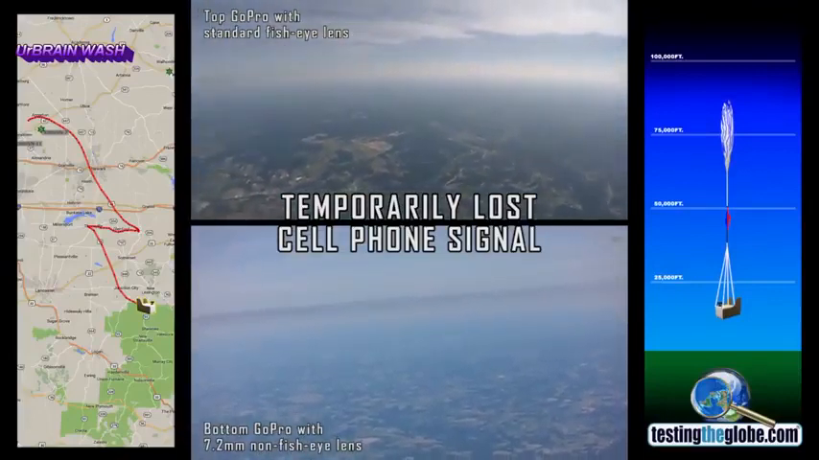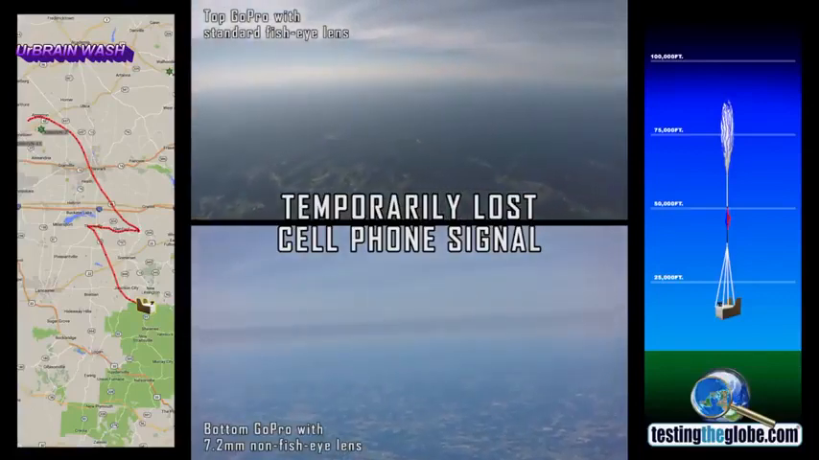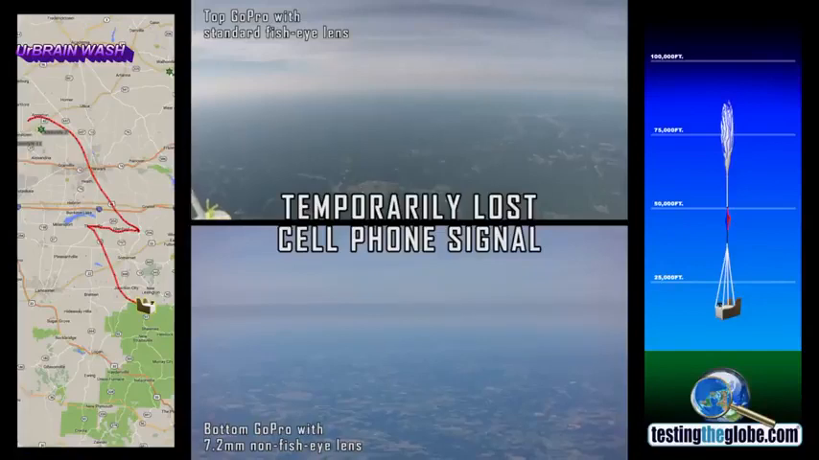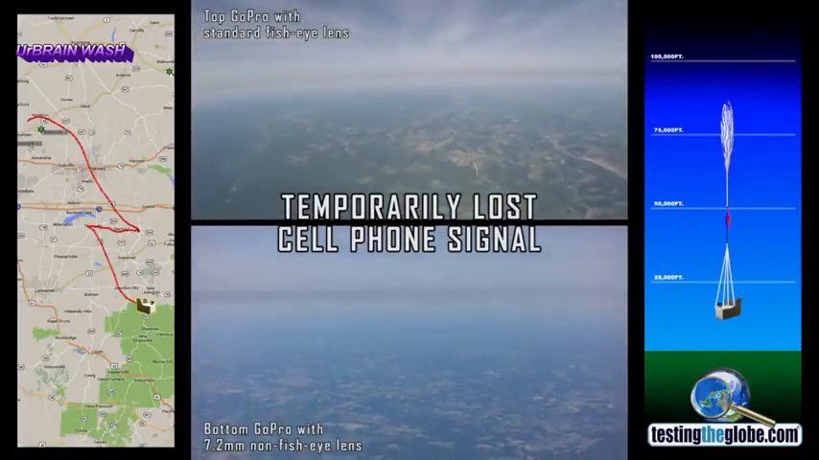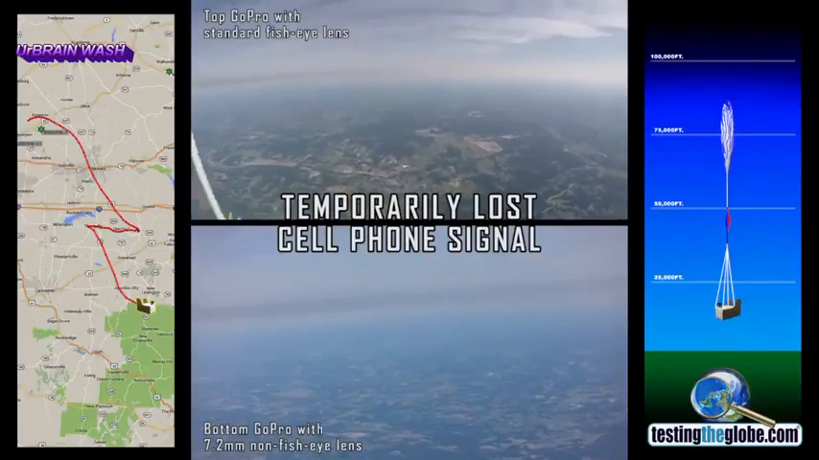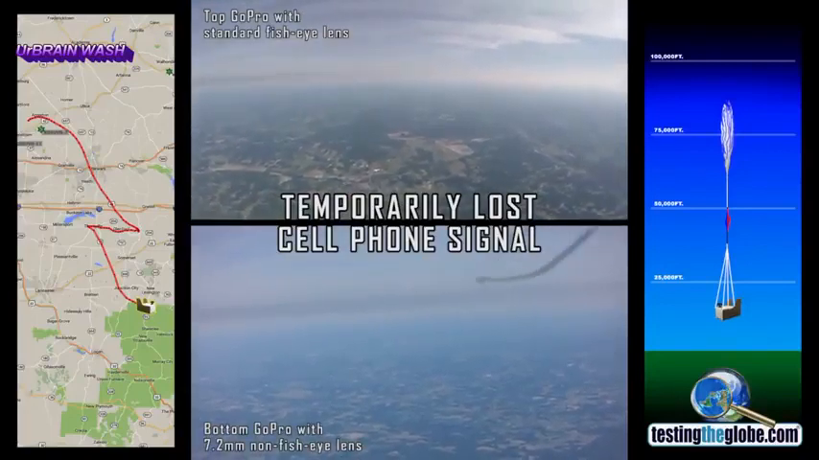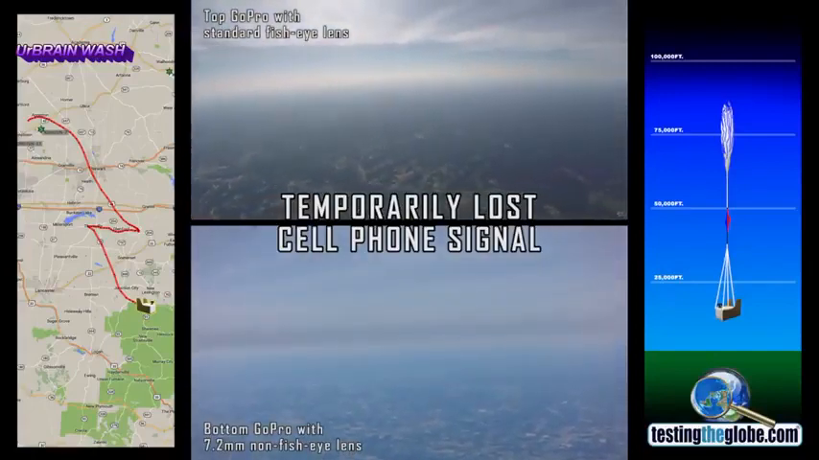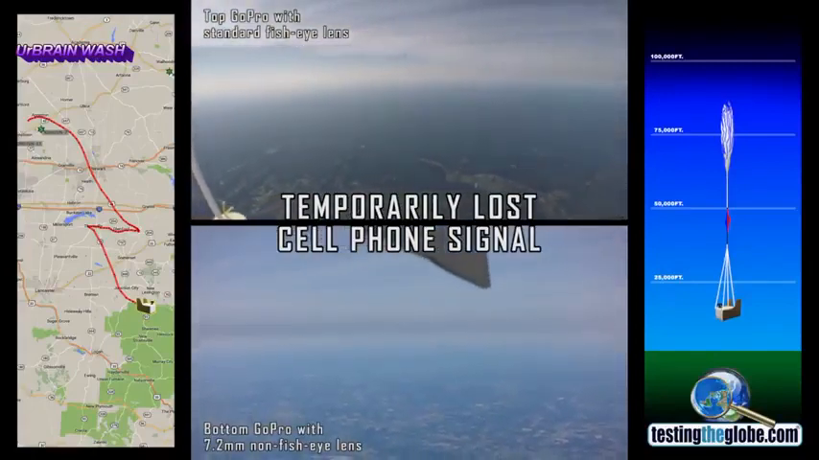Now, if you recall, the whole reason we all decided on the 7.2mm lens was because it was not a fisheye lens, and it was supposed to be the closest lens available for a GoPro to the human eye. Now, while we still believe it is the best and closest lens that you can get for a GoPro to the human eye, it still does have some barrel distortion to it.